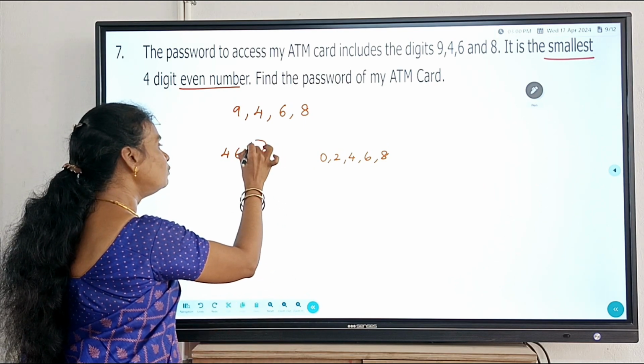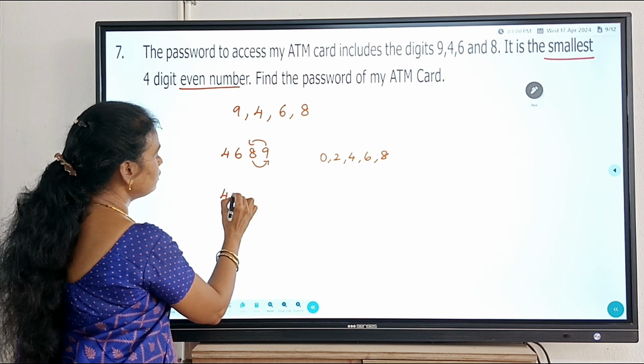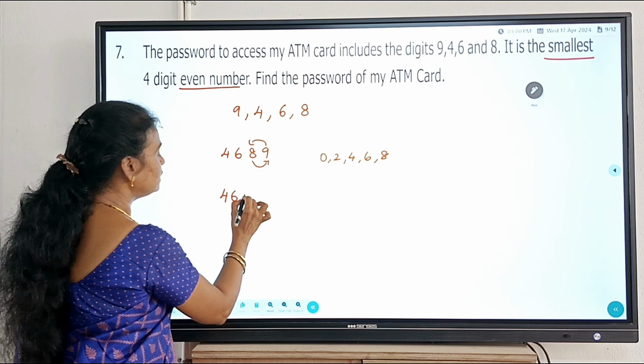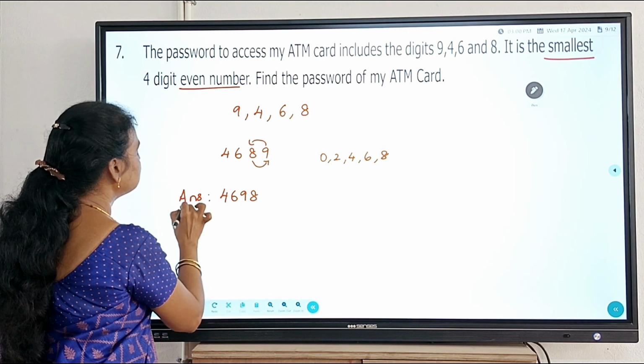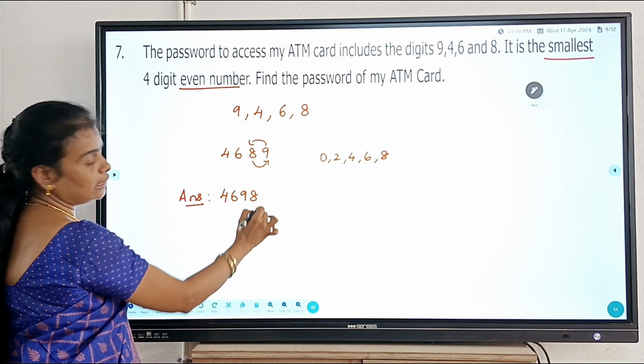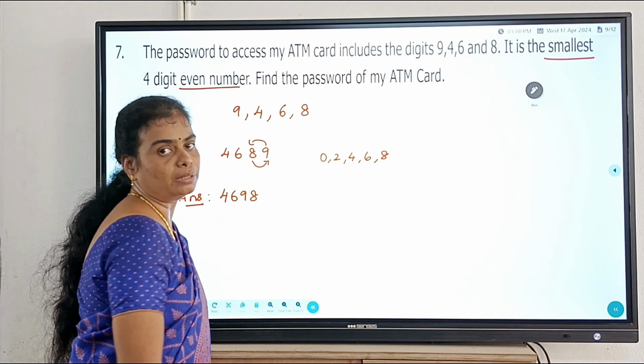So here you can shift this 9 to this place and 8 here to form the smallest 4-digit even number. So 4, 6, 9, 8 will be the answer for this sum. 4698. This will be the smallest 4-digit even number.